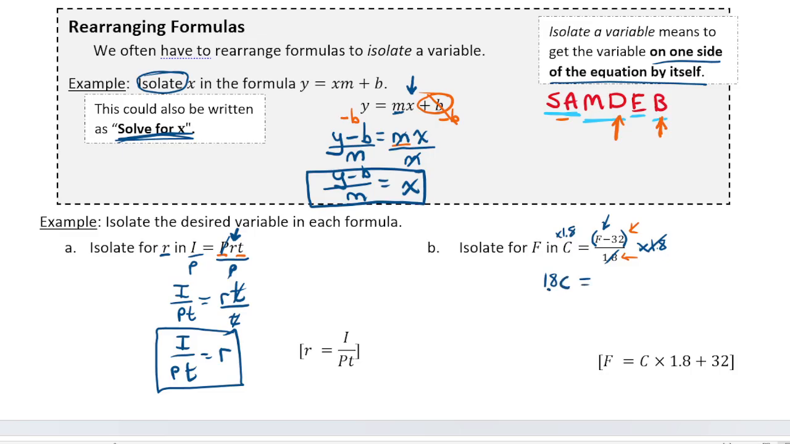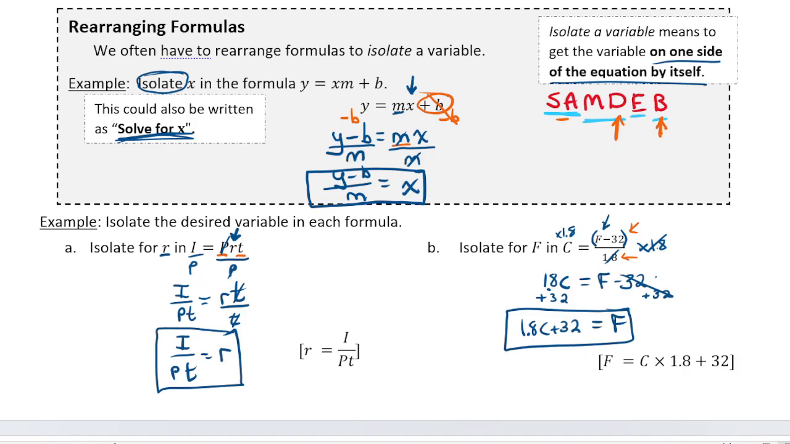1.8c is equal to f minus 32. And I don't need the brackets anymore because there's no dividing, there's nothing happening to them. Then I have just subtraction, so I do that next. I will add 32 to get rid of that, so I have to add 32 to this side. So we have 1.8c plus 32 is equal to f. And that is our answer there.